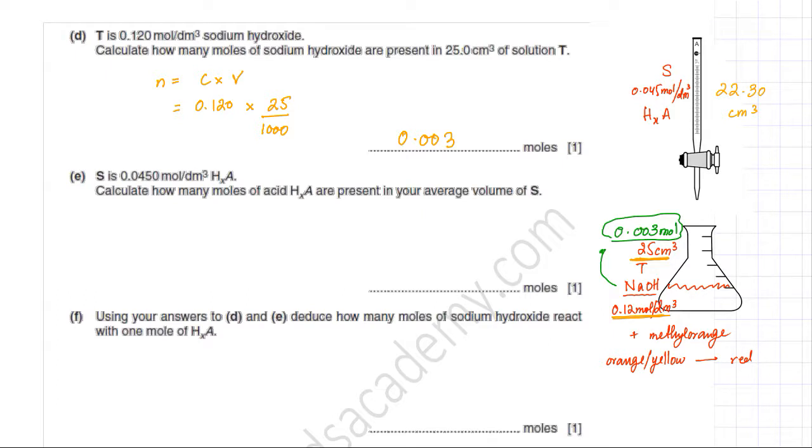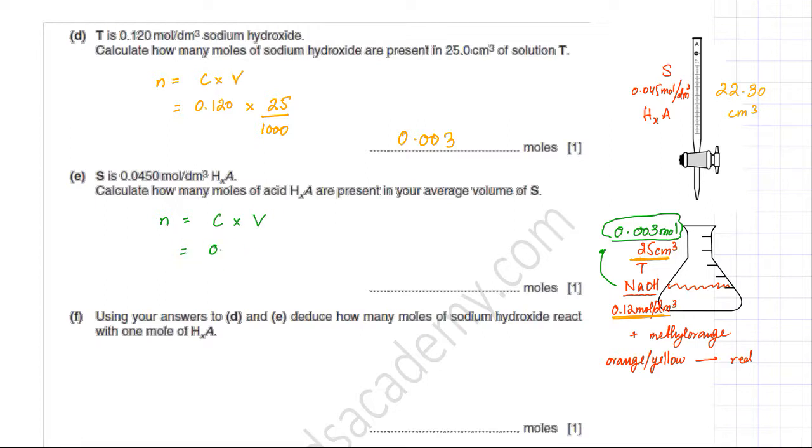In the next part of the question, part E, you're now given the concentration of the acid. We already knew the concentration of the acid over here, 0.045 mole per decimeter cube. We also know the average volume that we use is 22.30 cm cube. So he's asking, calculate how many moles of HxA are present in your average volume of S. We know the concentration, we know the volume, and again applying the same formula, moles is concentration multiplied by volume.